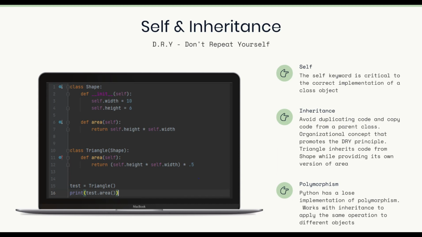Polymorphism. Python has a loose implementation of polymorphism, works with inheritance to apply the same operation to different objects. So what is that a reference to? That's a reference to overriding certain attributes. For example, triangle has its own version of area, shape has its own version of area. It's polymorphism, taking many forms. So those many forms is different versions of area. Okay.